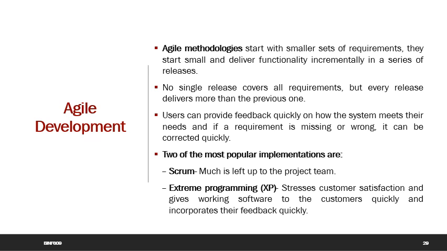Therefore, rather than develop the entire process only to find problems later, the Agile approach allows the team to respond faster to changes and issues as soon as they appear. An Agile methodology has many different types of implementations. Two of the most popular implementations are the Scrum and the Extreme Programming or XP.